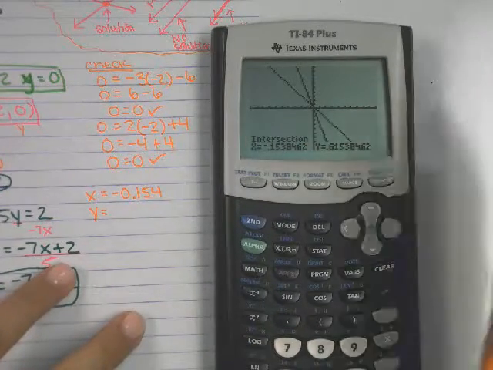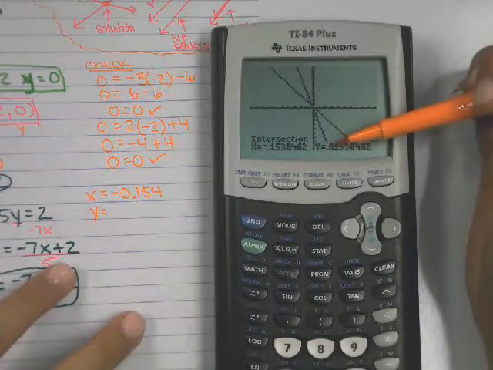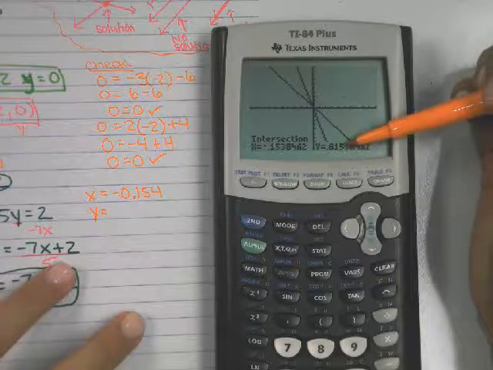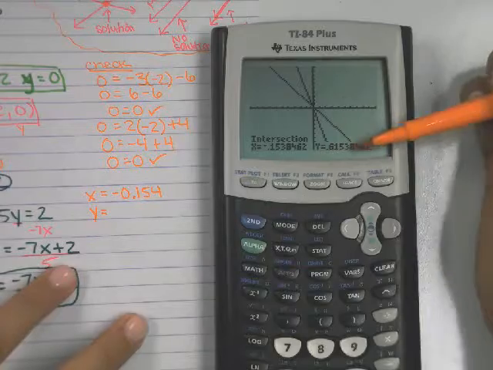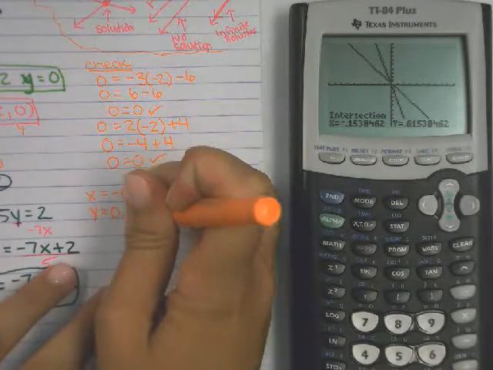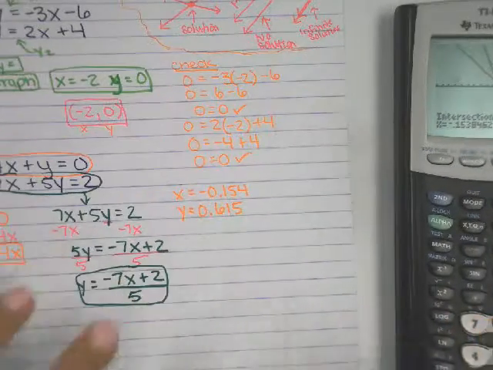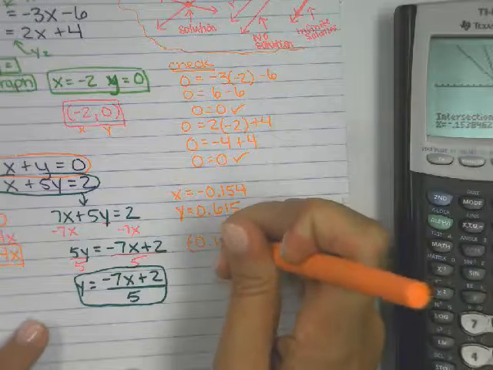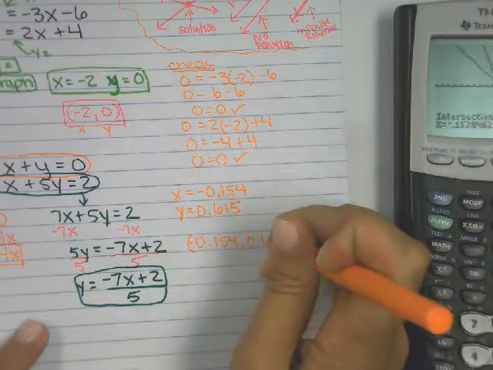My y value is 0.615. The next value is a 3, so that does not push the 5 up. It's not big enough to. So this will be 0.615. You can write your answer like that, or a better answer would be as an ordered pair, x comma y.